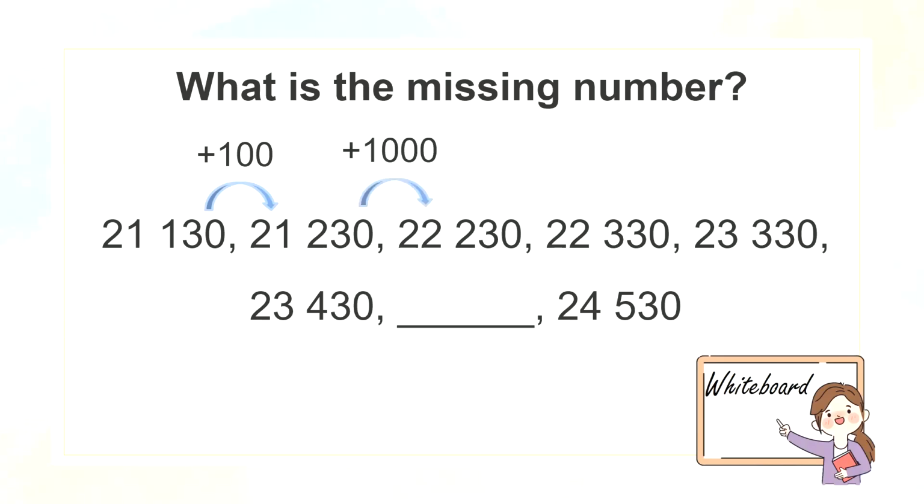We add 1,000. How do we get from the third number to the fourth number? We add 100. And to get from the fourth number to the fifth number, we need to add 1,000. Hence, we can see that there's an alternating pattern where we add 100, add 1,000, add 100, add 1,000. So let's check.